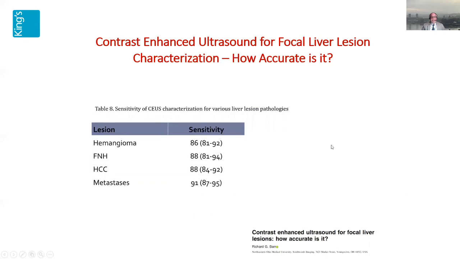How good is it at characterizing lesions? So again, this is pooled data from the paper by Barr, looking at hemangiomas, focal nodular hyperplasias, hepatocellular carcinoma, metastases. And you can see the sensitivities are very high, but particularly the sensitivity for picking up metastases is 91%.